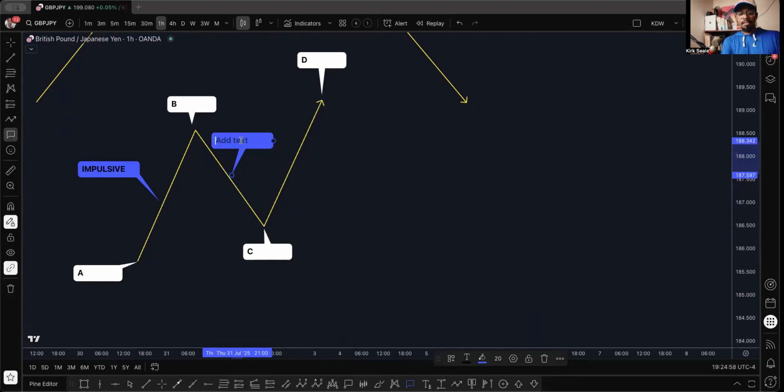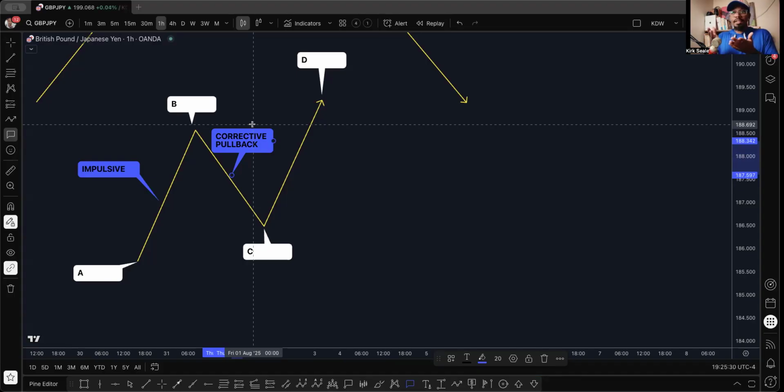All right, B to C, this is corrective. This is the pullback. The pullback is a lot like archery, right? You take the ball out of the quiver, you put it in the bow, you draw it back. What happens when you draw back a bow? What happens when you pull back a slingshot? You're getting ready to fire, right? It's going to go a lot further after you pull it back.